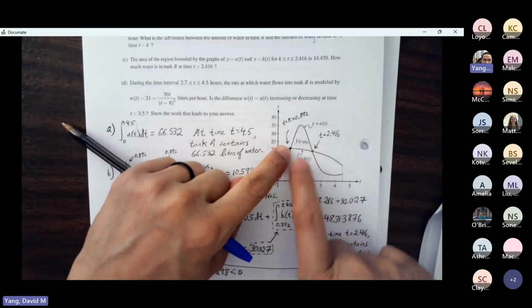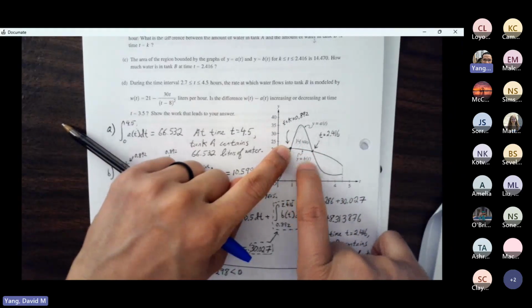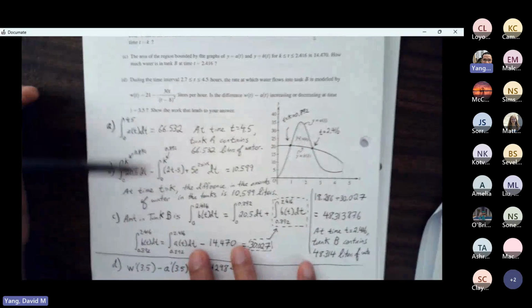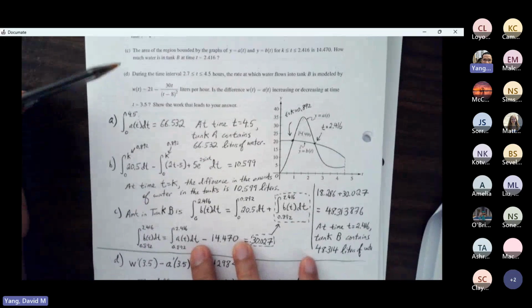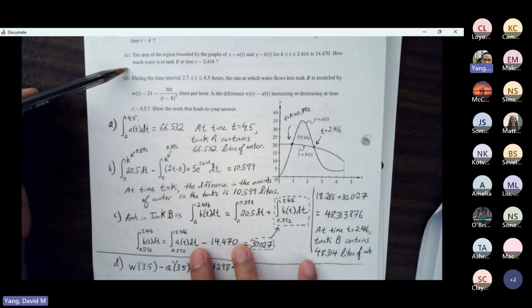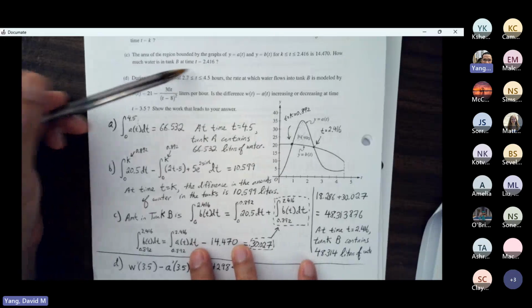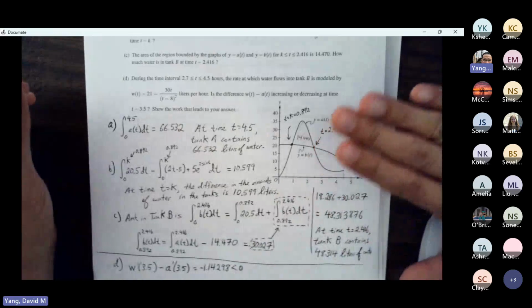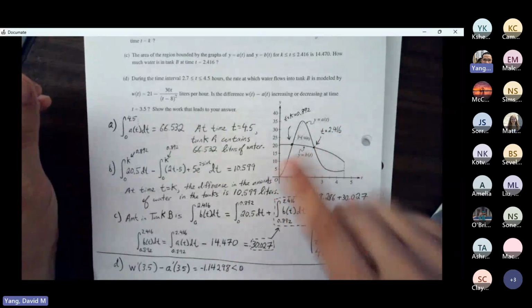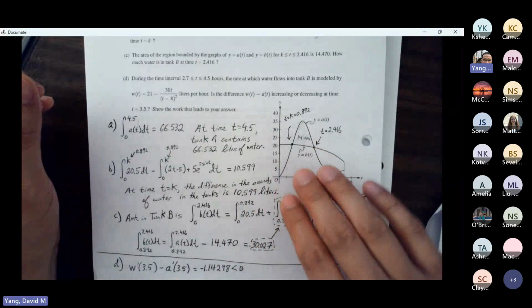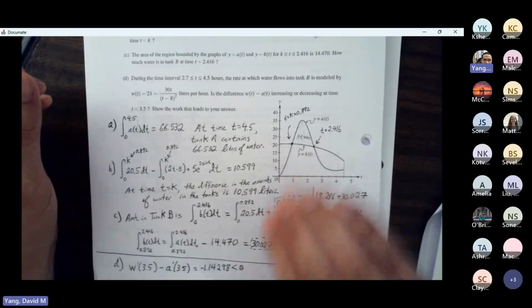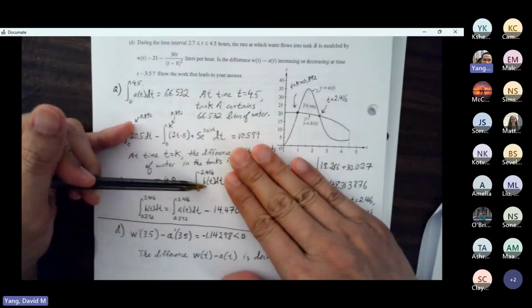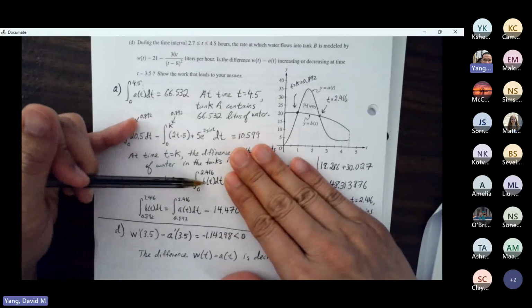Now, they're giving us this information because they're withholding this B of t equation from us. Okay, so we're going to need this information, kind of work backwards a bit. Part C is saying how much water is in tank B at time t equals 2.416. Now, if we had the equation for B of t, it would be easy, because it would say the integral of B of t and then just be done with it. Right, just be able to enter this into the calculator. But they don't give us this B of t information all the way through.